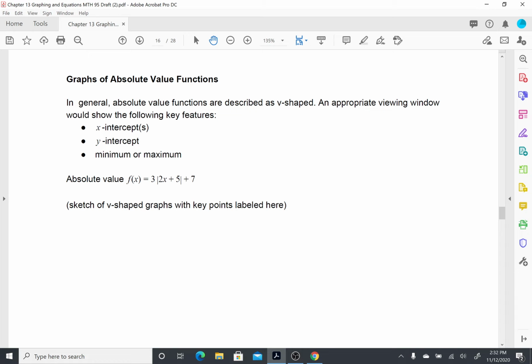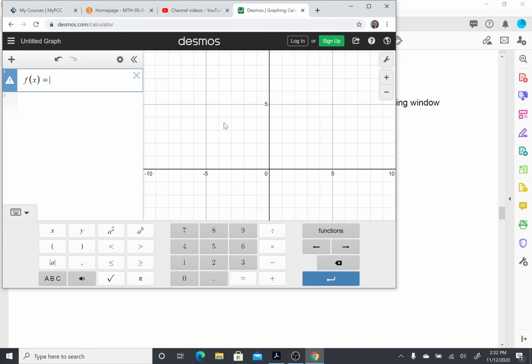We're given f of x equals 3 times the absolute value of 2x plus 5, plus 7. So moving to Desmos, we have f of x equals 3, absolute value of 2x minus 5, plus 7.